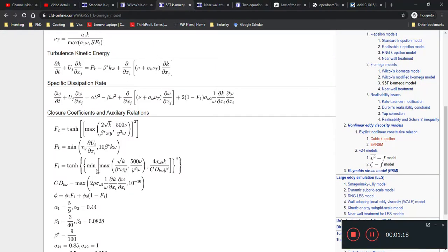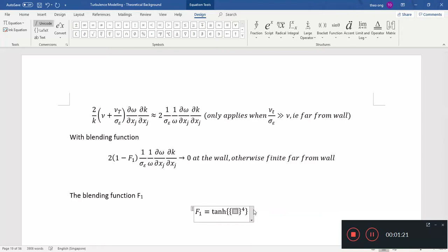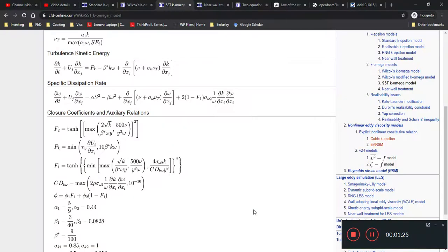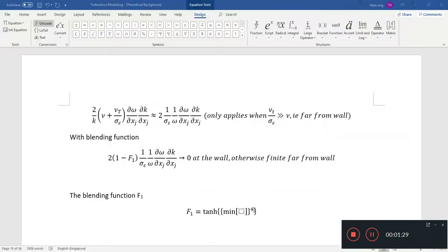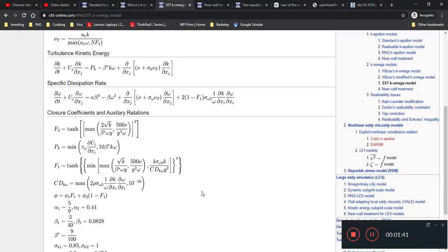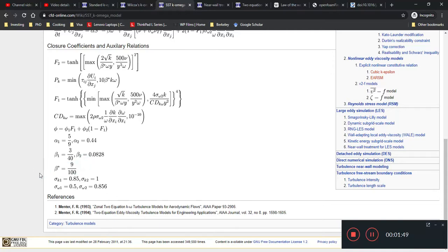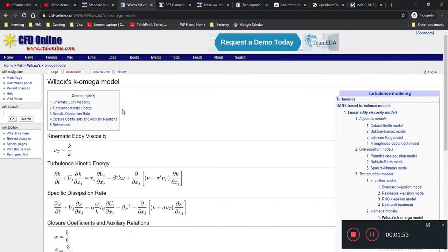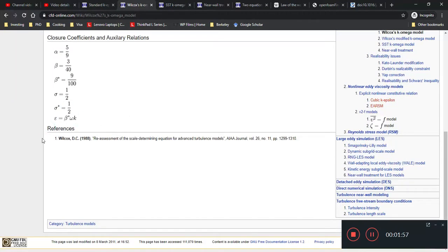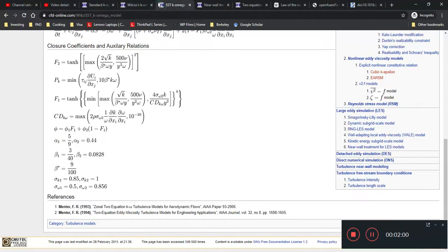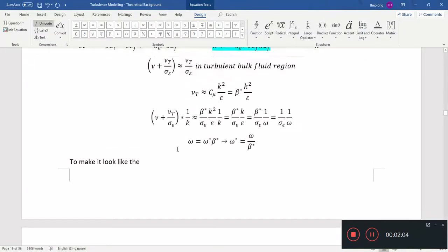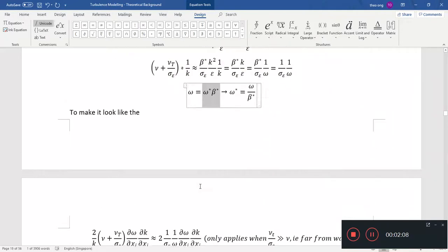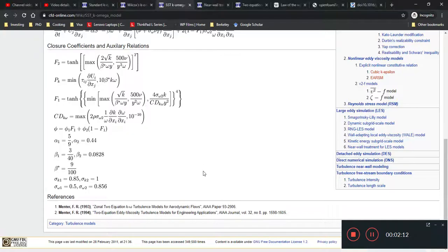Okay, there's a minimum, and then there's a minimum inside, min, and then I'll put a square bracket, and then it says max, and normal bracket, and then I'll have a square root k divided by beta star omega y, which is 0.09 times omega, which is over here. Okay, so beta star omega, this one is actually just this beta star omega star. Remember this one? They use a different notation, so I'm going to use omega. Alright, beta star omega y.